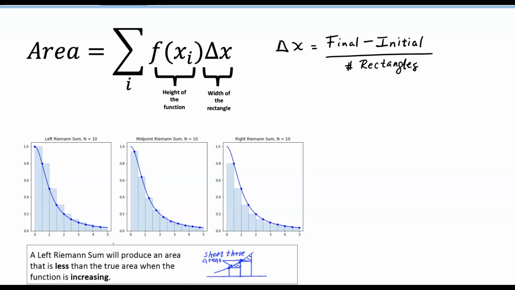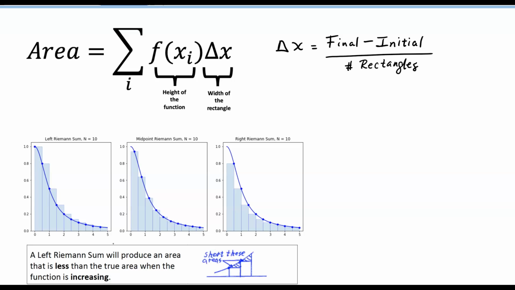Okay, so we're going to be looking at Riemann sums. And when we talk about Riemann sums, we're talking about left sums, right sums, and midpoint sums. So to find the area under the curve of some function, what we're going to do is basically draw some rectangles and add up the areas.